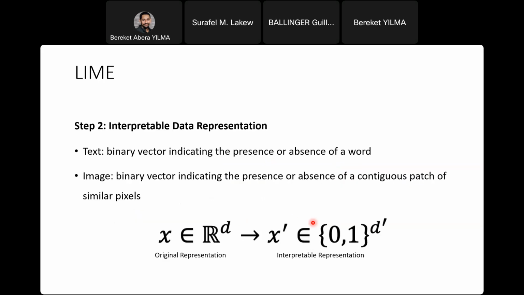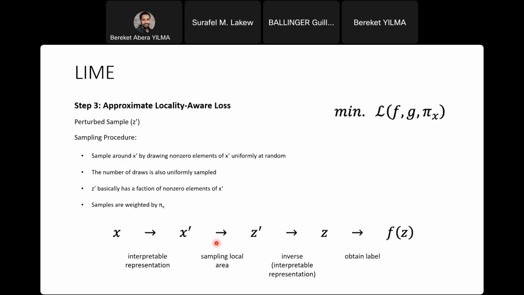The second thing that we need to do is figure out a way to interpret our data, to represent these features. This could be very simple things, like a binary vector indicating the presence or absence of a word. Or in an image, we can group pixels by superpixels, a large group of pixels, and say this superpixel is present or not. So we can map them to an interpretable representation.